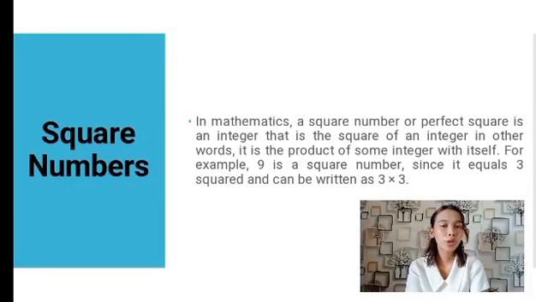Number 4. A blank number is the product of a number multiplied by itself. The answer is square. In mathematics, a square number or a perfect square is an integer that is the square of an integer. In other words, it is the product of some integer with itself. For example, 9 is a square number, since it is equal to 3 squared and can be written as 3 times 3.